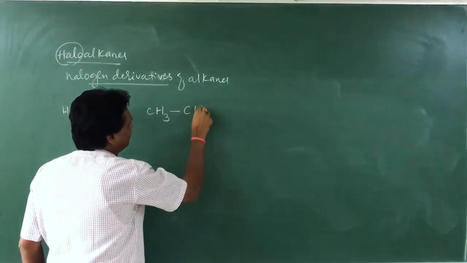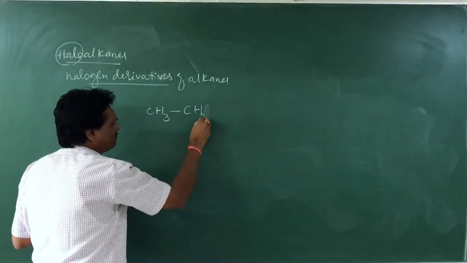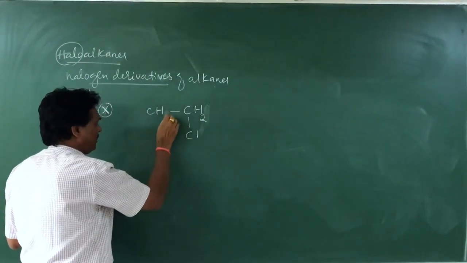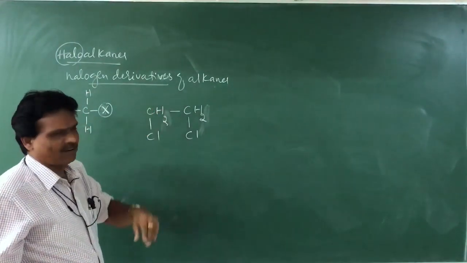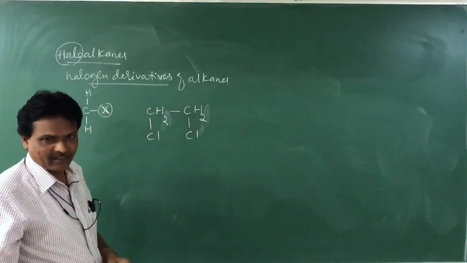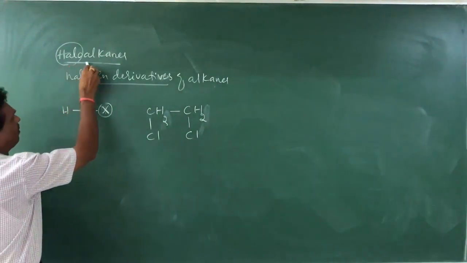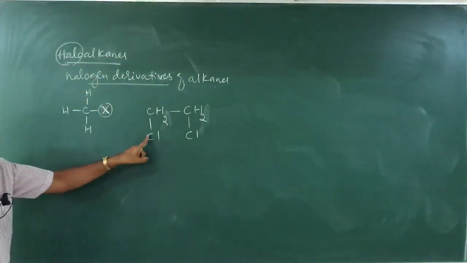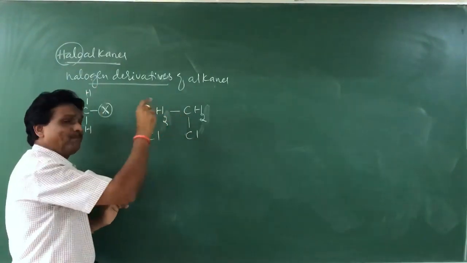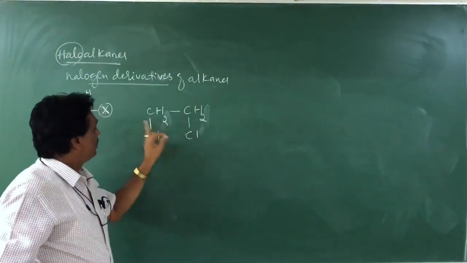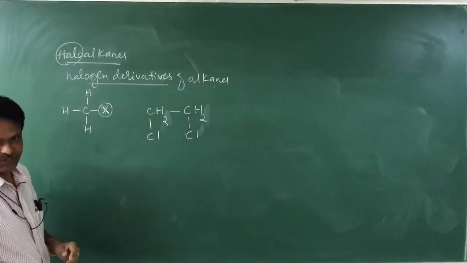So in ethane, two hydrogen atoms are replaced by two chlorine atoms. This is also another example for haloalkane. This is dihaloalkane, dichloroethane. So in general, haloalkanes are the halogen derivatives of alkanes obtained by the replacement of one or more hydrogen atoms of alkanes by halogen atoms.